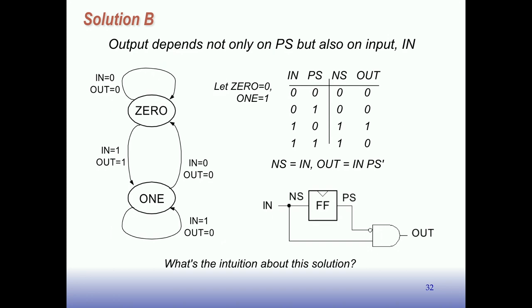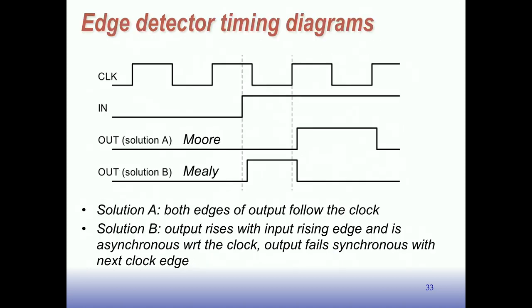The output of the Mealy machine is some combination of the input and some state, but there's no register necessarily on this path. So if the input changes, the output will change instantaneously. On a Moore machine, the output only changes synchronously with the clock, after the clock edge, right? So we say that the output of the Mealy machine is asynchronous, and the output of the Moore machine is synchronous. And you can see this here.